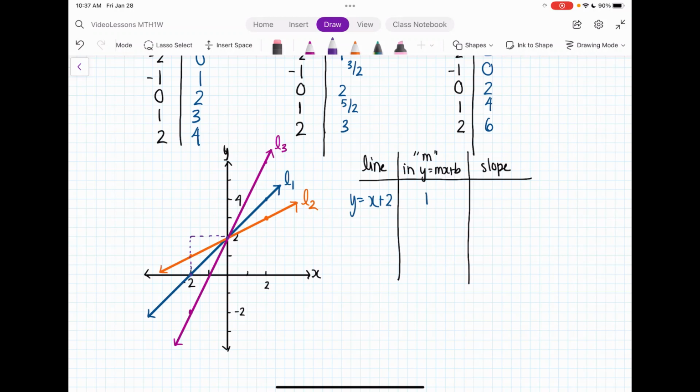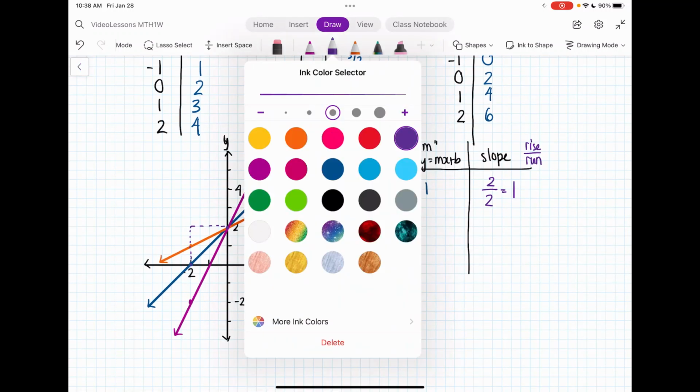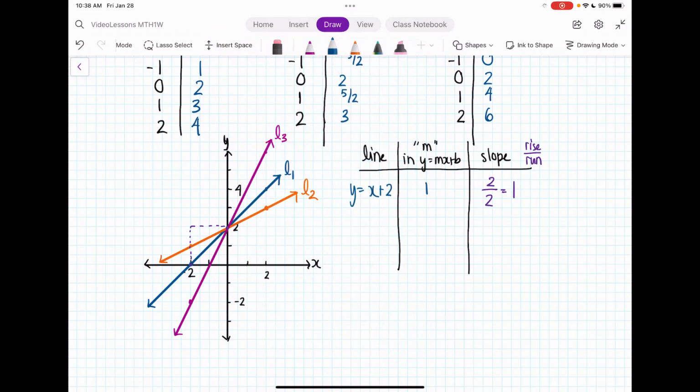So here the slope, I go up by 2. My rise is 2. And my run is also 2. And 2 over 2 is 1. So I'm just going to put a little hint here: your slope is rise over run. Whenever the line is drawn, you're going to use rise over run, unless you can't see points clearly. Then you're going to use the formula from the last lesson.